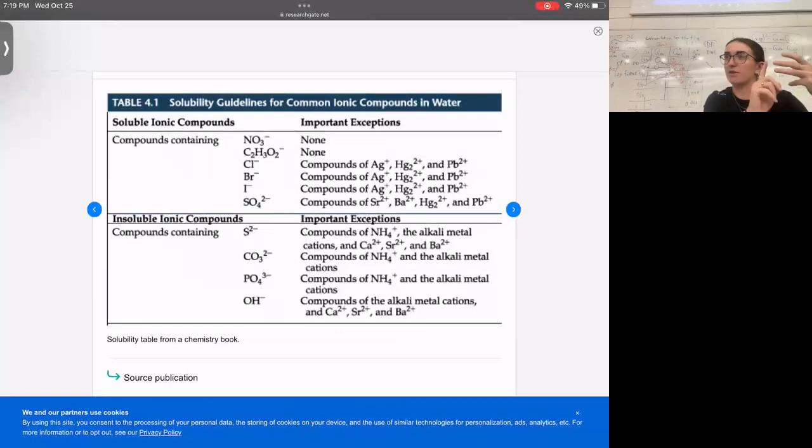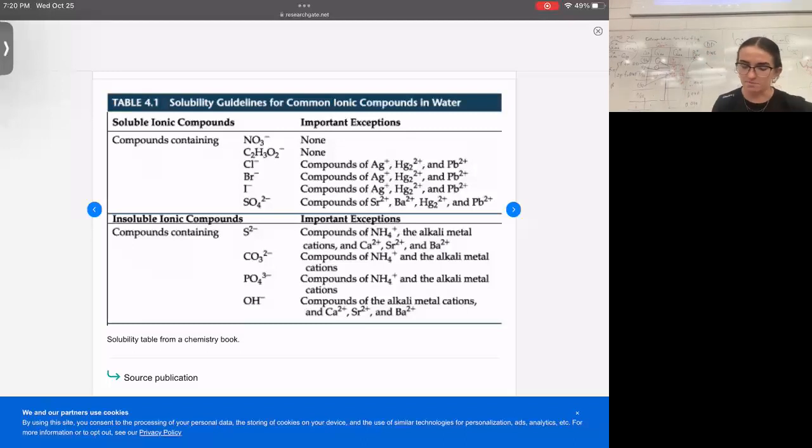Chlorine, bromine, iodine, all that you see there, that's saying that everything will be soluble with it except silver, mercury, or lead. So if you see lead chloride, that means that when they react, they will form a precipitate. Just see how to read that chart a little bit.